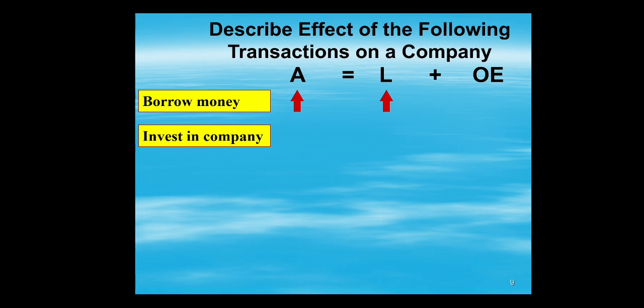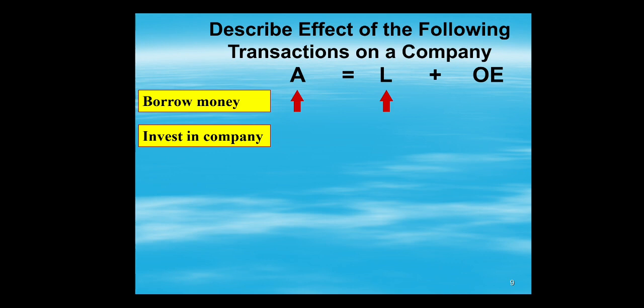Invest in company. Investing in a company is like this. There is a business, and then the owner of the business puts 15,000 cash into the business. So what will happen to the asset of the business? Remember, in accounting, the business and the owner of the business are different. We do accounting records for the business. So if the owner invested 15,000 into the business, asset cash will increase. The asset cash of the business will increase by 15,000.